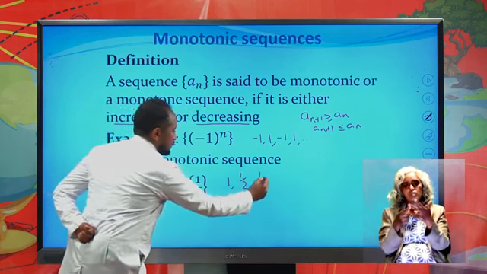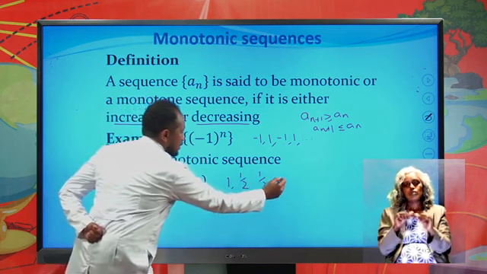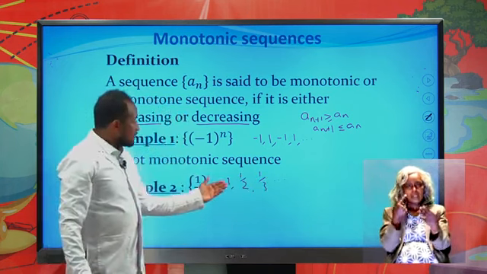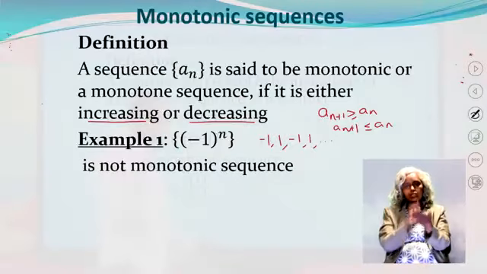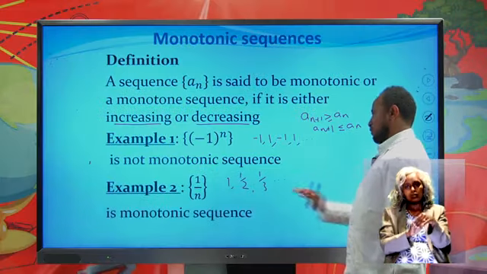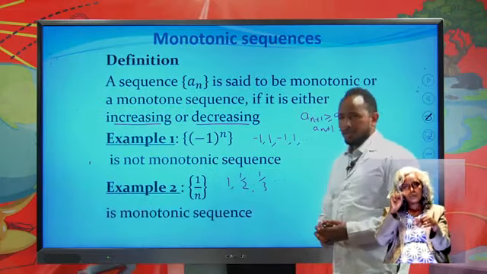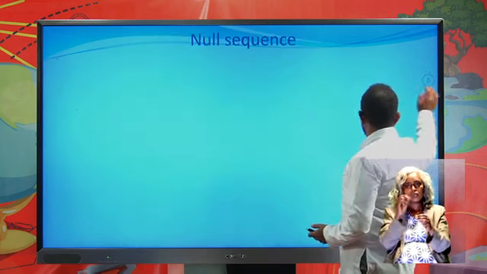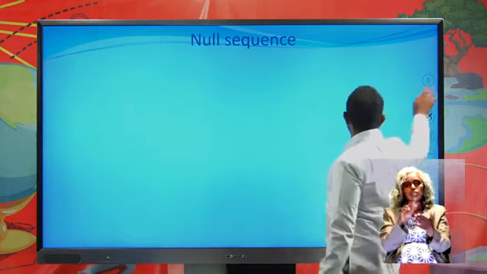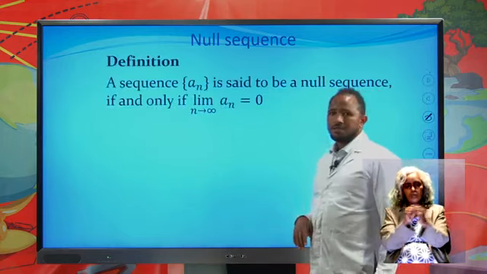The third term is 1 over 3. It goes on like this. As you can see, this sequence is a decreasing sequence. The terms are decreasing. Because of that, we call this a monotonic sequence. Okay, now let's continue to the other part, that is about null sequences. Let's define what a null sequence means.